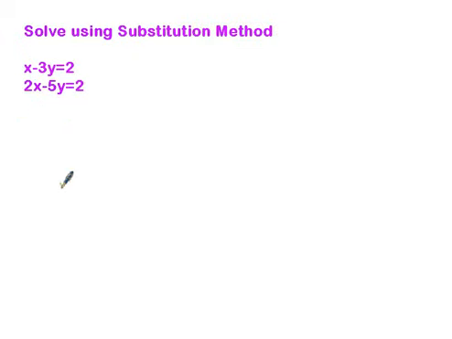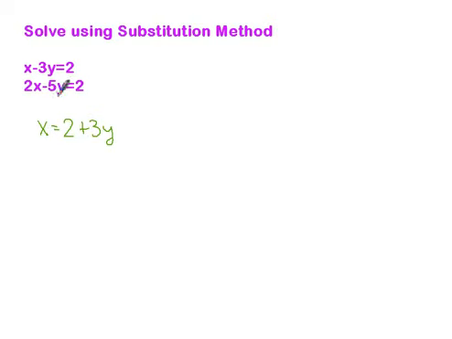In this next example, we're going to use the substitution method, in which we take one of the equations and solve it for one of its variables, and then plug it into the other equation. So we're going to take this top equation here, x minus 3y equals 2, and solve that for x. I get x is equal to, adding 3y to both sides, 2 plus 3y. Since x is equal to 2 plus 3y, these are the same exact thing.